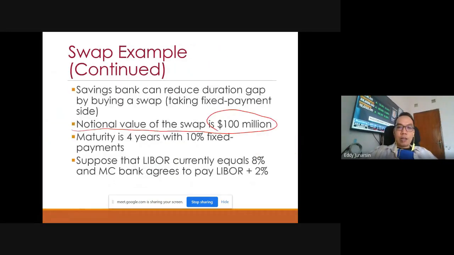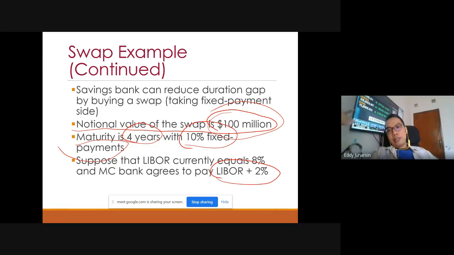But here, for the sake of brevity and the ease of analysis, we assume that the notional value of the swap will be 100 million. So both parties, or both entities, agree with it. And the maturity is 4 years. So the maturity of the swap is 4 years with 10% fixed payments. This is what they agree on. And for the variable side, the floating rate side, the rate is LIBOR plus 2%. And LIBOR is again the London Interbank Offered Rate.